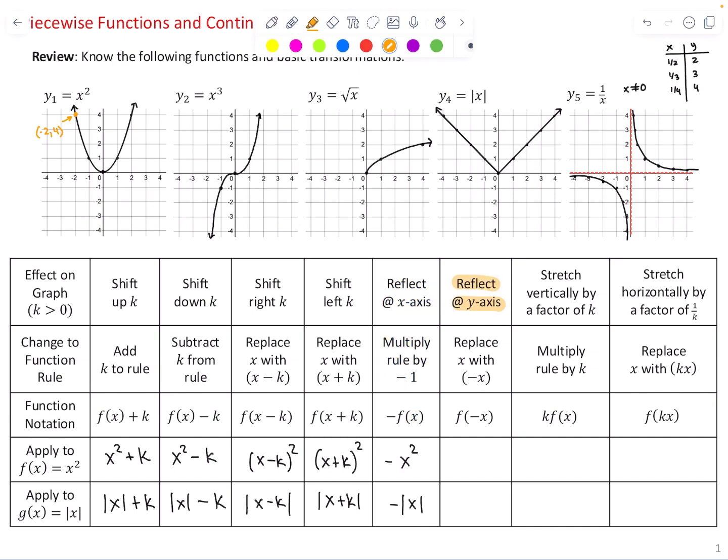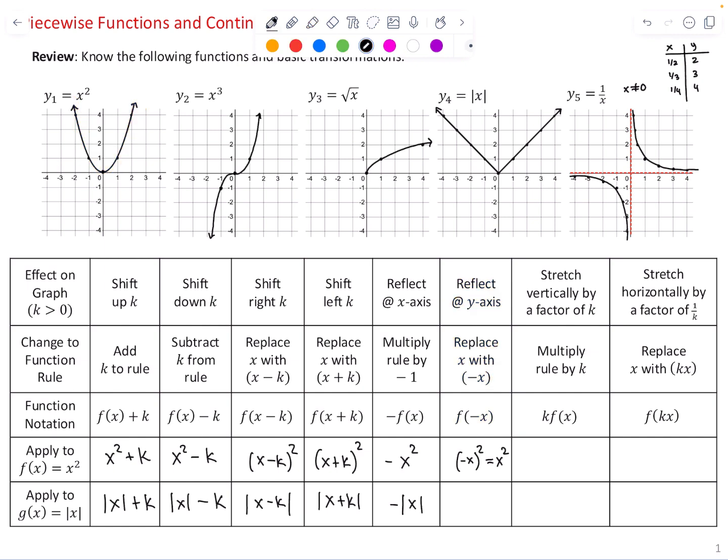To reflect around the y-axis, you replace all the x's with negative x. So you do a composition, f of negative x. So begin with x squared, delete the x, empty set of parentheses, and put negative x inside the parentheses. However, in this case, you can simplify this by squaring the negative and squaring the x separately. So this just simplifies to x squared, which is what we started with. That's because the graph of x squared is already symmetric about the y-axis. So a reflection around the y-axis will not change its nature.